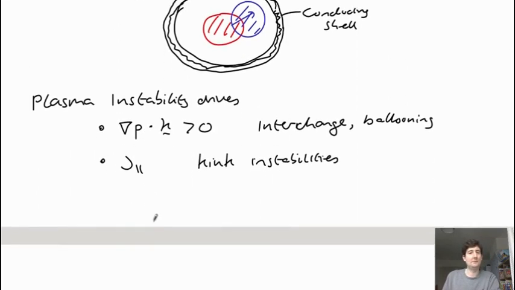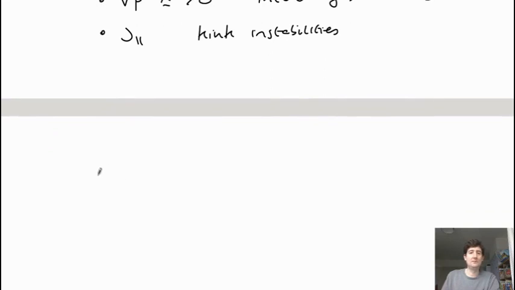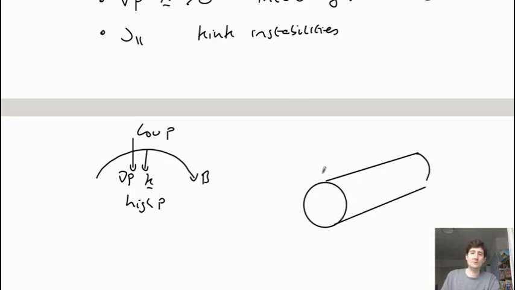So the pressure-driven ones, the equilibrium pressure gradient and curvature, are driven unstable if you have a magnetic field like this, so that curvature is down like that, and then if we have the gradient of pressure in the same direction. This means you have high pressure on the inside and low pressure on the outside. And this happens, for example, in a Z pinch. We have magnetic field curved around like this. So this is magnetic field, and the curvature vector is always towards the middle, and so is the pressure gradient, because you have a high pressure in the middle and low pressure on the outside. And so this is unstable.